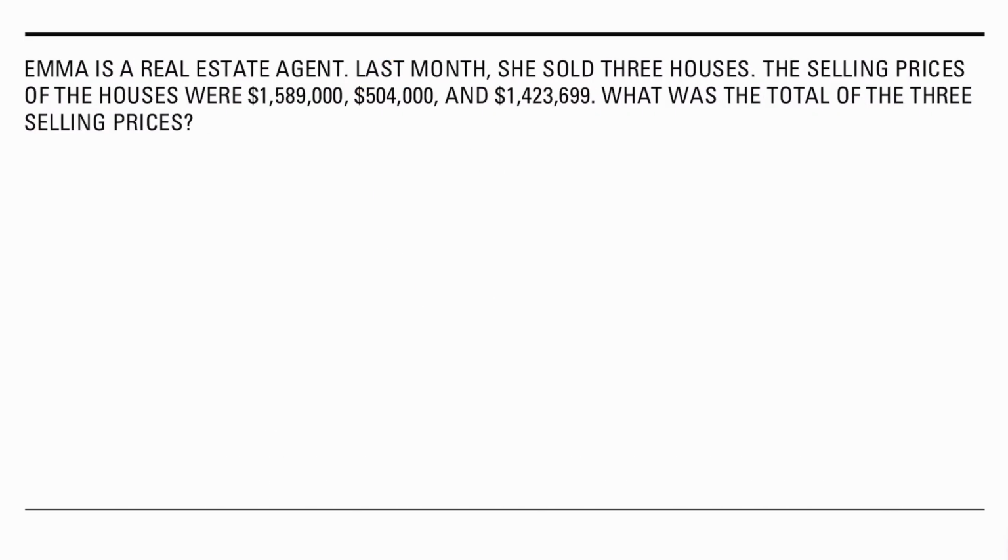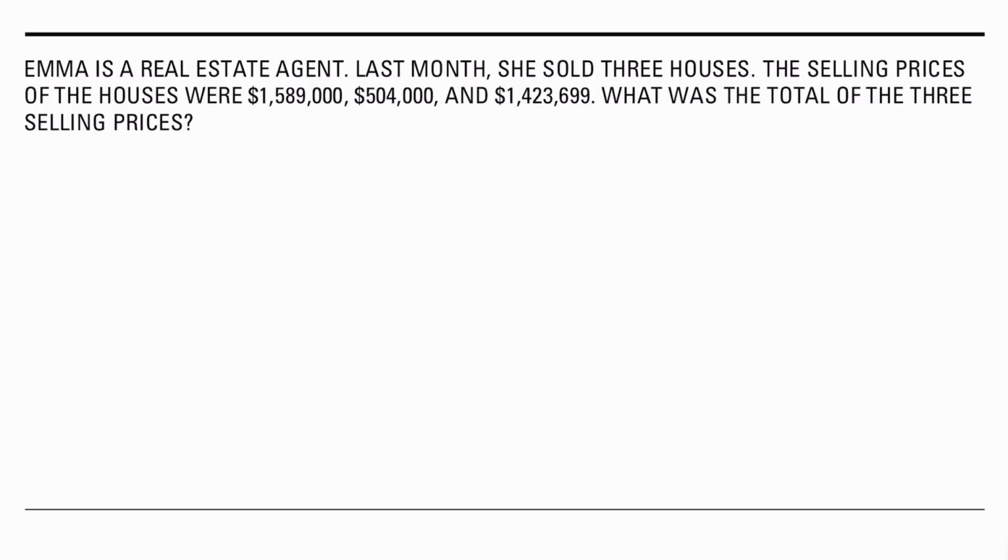Emma is a real estate agent. Last month, she sold 3 houses. The selling prices of the houses were $1,589,000, $504,000, and $1,423,699. What was the total of the 3 selling prices?